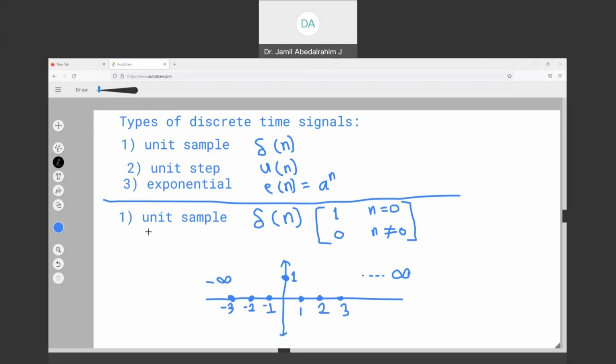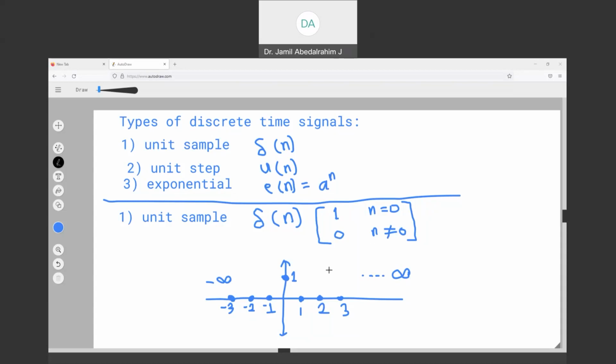Let's get introduced to the properties of each type. We start with unit sample. Okay, as you see here, impulse of n, the value of unit sample is 1 when n equals 0, and the value of unit sample is 0 when n does not equal 0.